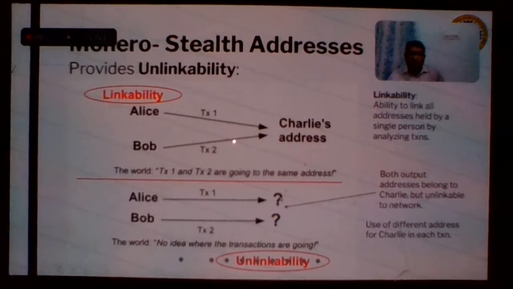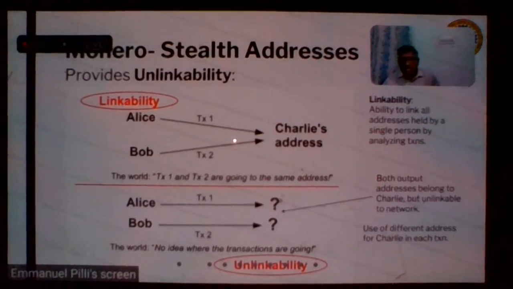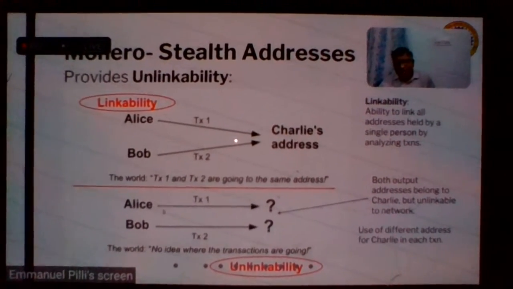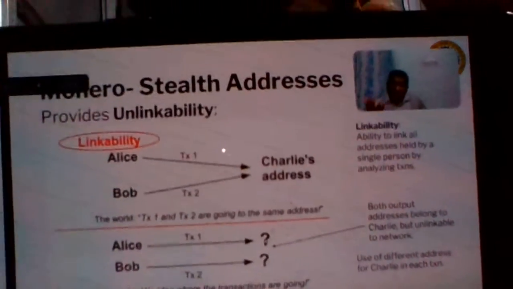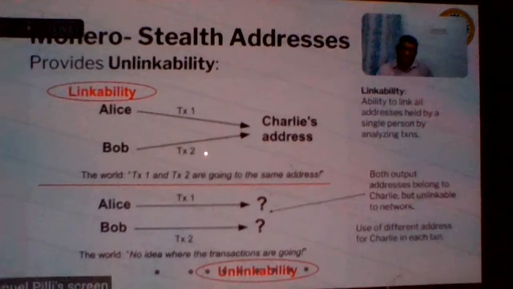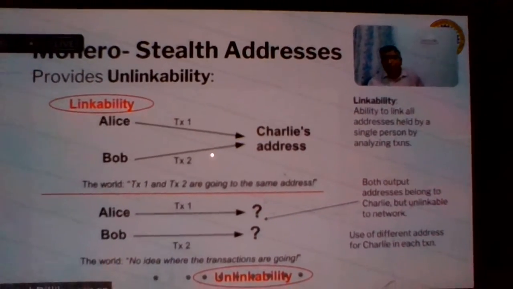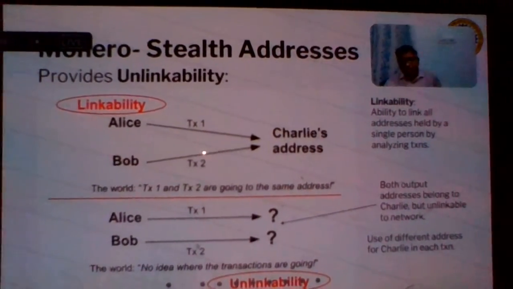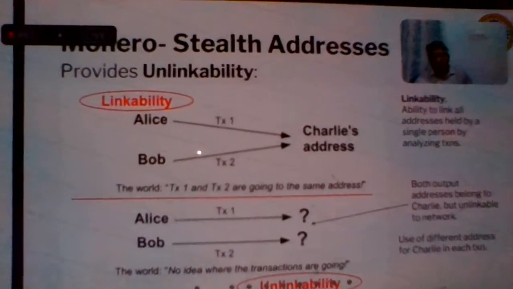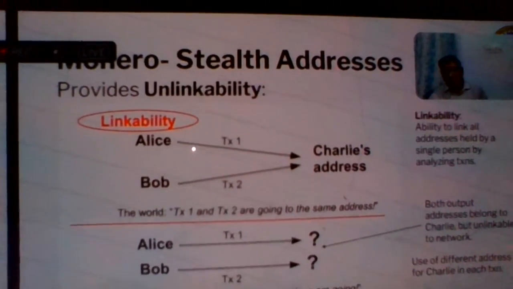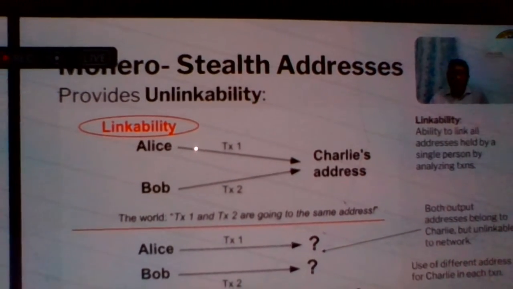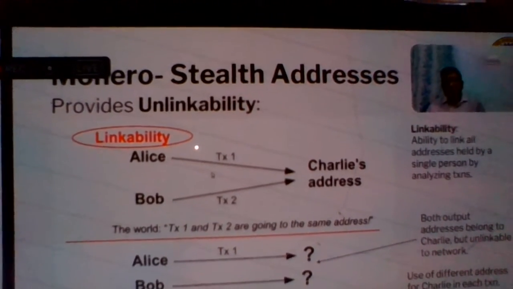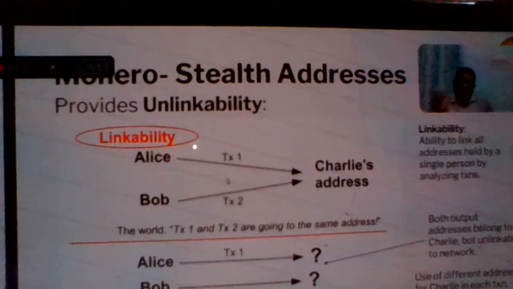So you get two different addresses here. Charlie has one address here and Charlie has one address here. So when you look at two transactions, they appear to go to two different addresses. It may be going to Charlie's address only, but it appears to go to two different addresses. So when the world looks at it, there is no idea where the transactions are going. Alice is sending to somebody, Bob is sending to somebody, we don't know who they are. So there is no linkability created. This may not be on the same transaction, this may be on different transactions also.